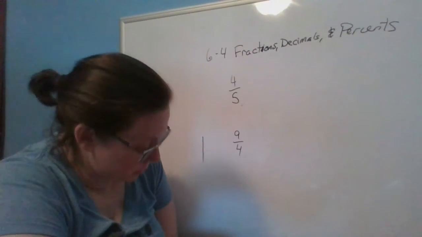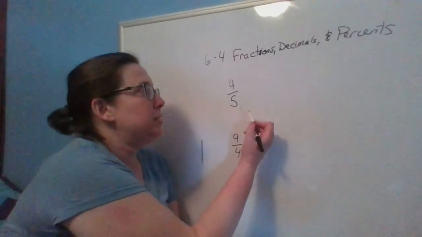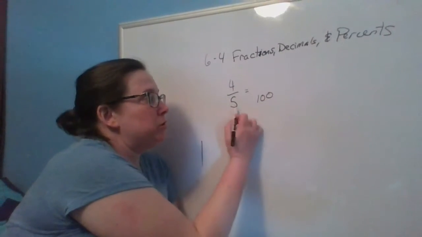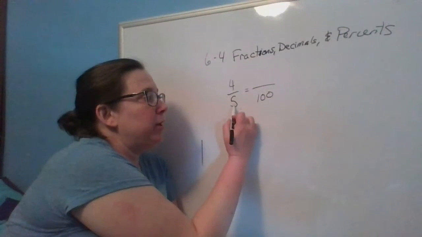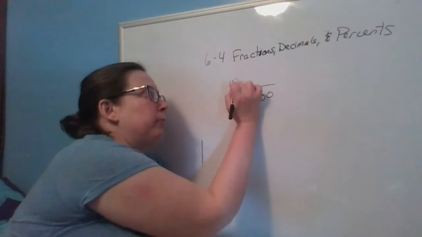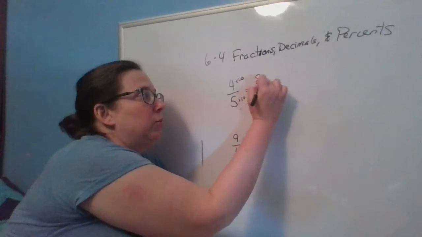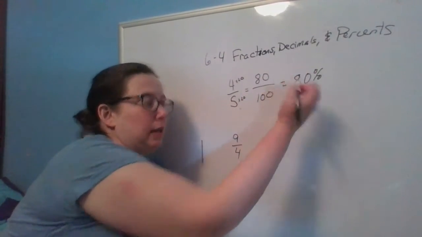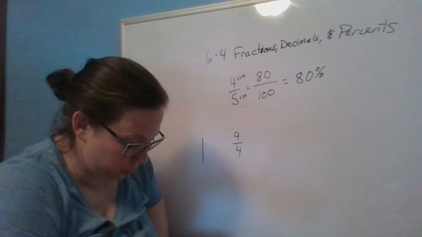Our next example, example 2, is taking fractions to percents. So in this case, because percents are comparing things to 100, we want to change our denominator to be 100. So we're going to think about what do we need to multiply this by to get to 100, which would be 20. So we're also going to multiply our numerator by 20, and we get 80, which means 4/5 is the same as 80%.